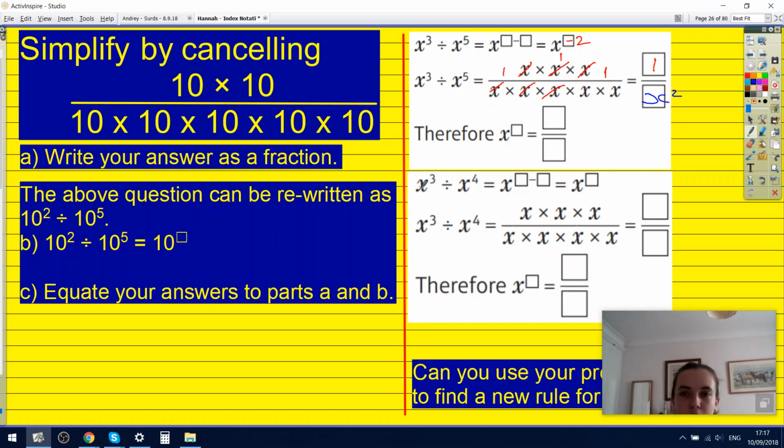Let's see. Okay, let's try the one underneath it. So 3 minus 4, which is minus 1. And then 1 over x. And so x to the minus 2 is the same as 1 over x squared. x to the minus 1 is the same as 1 over x. And so x to the, let's say, minus n is equal to what?